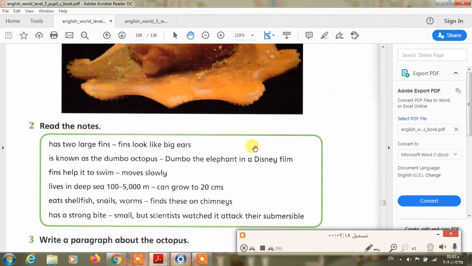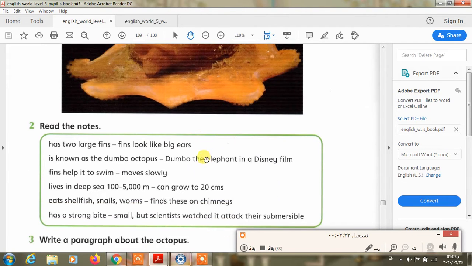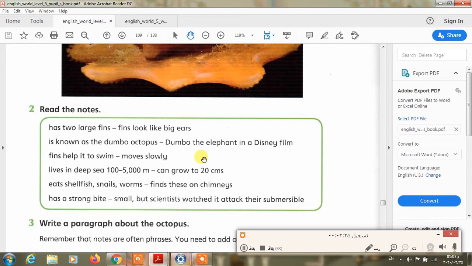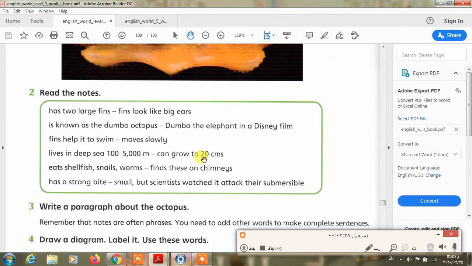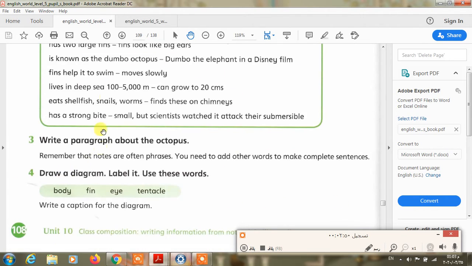These are phrases, information about the Dumbo octopus, and we will write complete sentences to give us a complete idea. It has no meaning, has no idea. We will write a paragraph about the octopus. Remember that the notes are often phrases. You need to add other words to make complete sentences. We will also draw a diagram and we will label it.